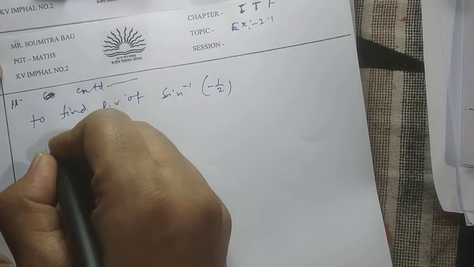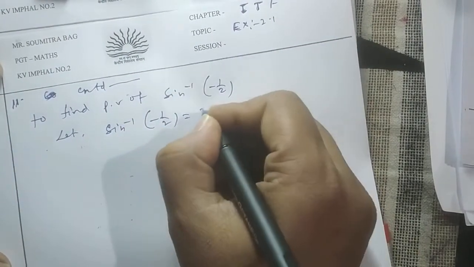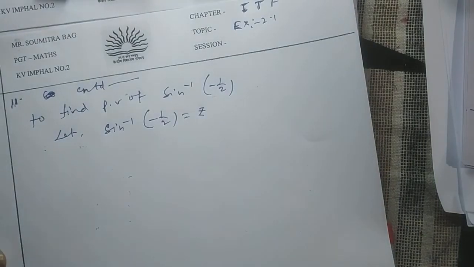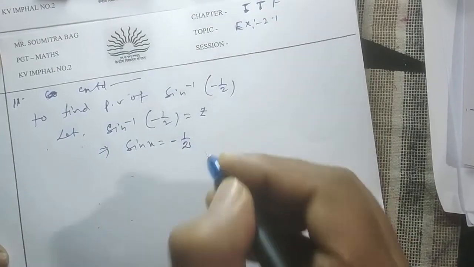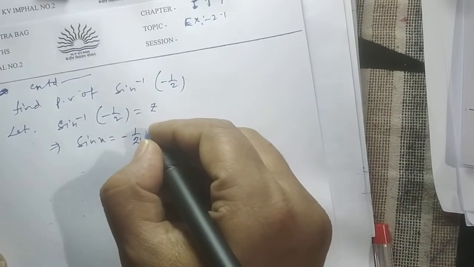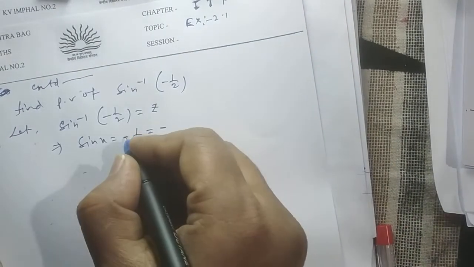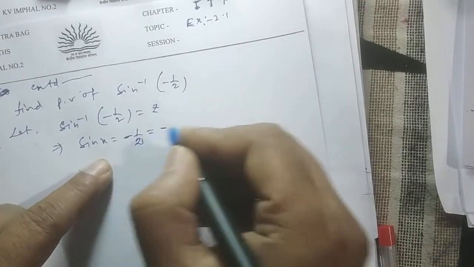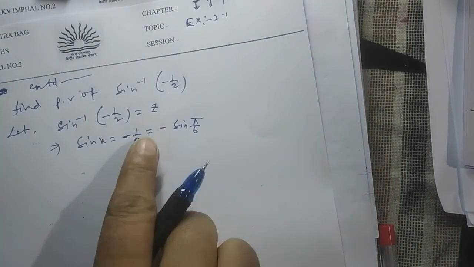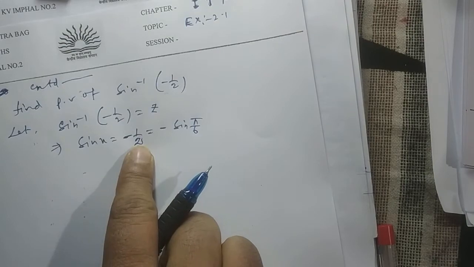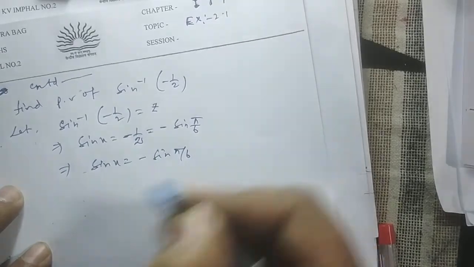In a similar way, let us assume sin inverse minus half is equal to z. So from here you can say sin z will be equal to minus half. Understand? Now write down minus as it is. Here no need to be modifying. Just write down minus as it is, and this half can be written as sin pi by 6, sin 30, because we know sin 30 is half. So finally we get sin z equal to minus sin pi by 6, correct?